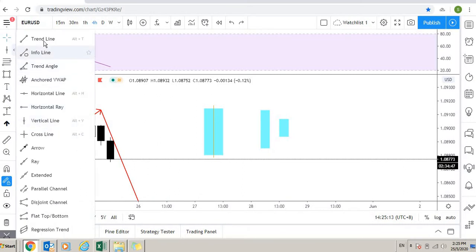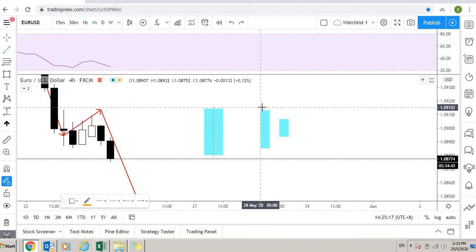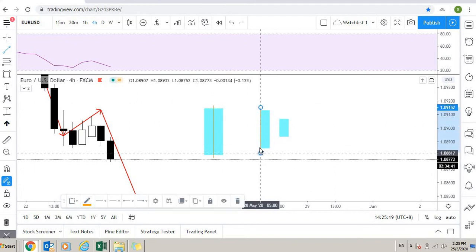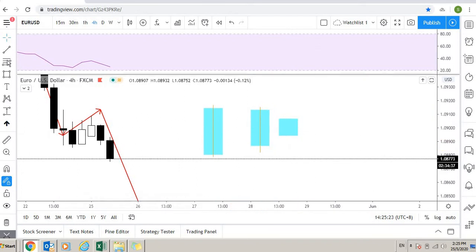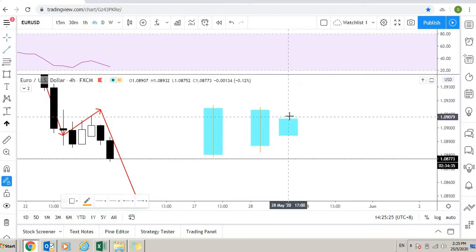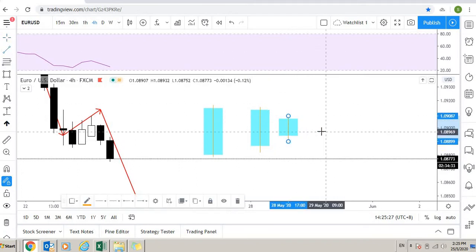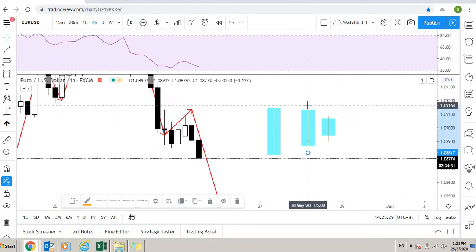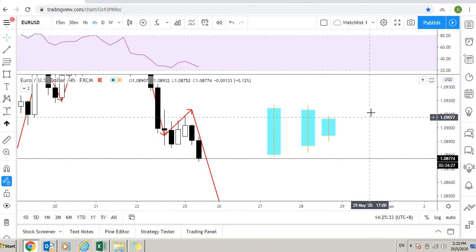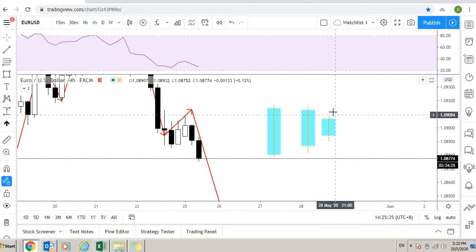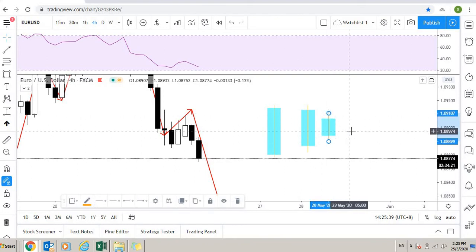Basically we have a mother bar. This is the mother bar, and this is the inside bar. Usually the mother bar body covers the whole inside bar, even including the wicks, the tails, upper and lower.